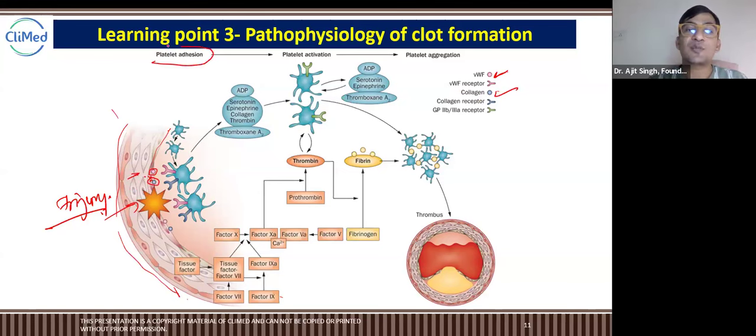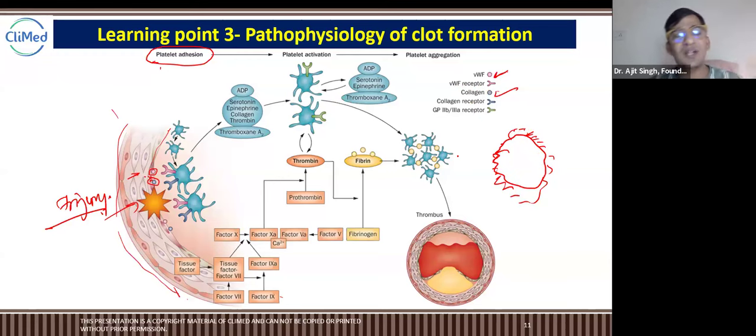The first process is platelet adhesion. First, let me tell you what a platelet is. Platelet is again a part of blood, right? But the platelet surface has millions of receptors. The platelet surface is not plain. Those receptors are the von Willebrand factor receptor, collagen receptor, GP2B, glycoprotein 2B, 3A receptors, and there are multiple types of receptors.